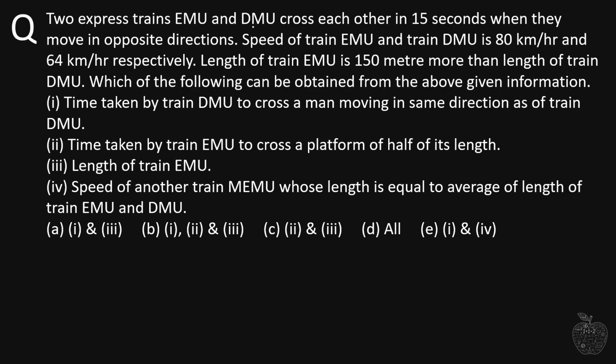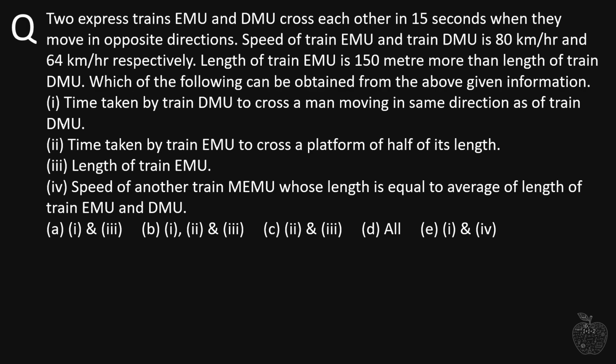Two express trains EMU and DMU cross each other in 15 seconds. When they move in opposite directions, the speed of train EMU and train DMU is 80 km per hour and 60 km per hour respectively. The length of the train EMU is 150 meters more than the length of the train DMU. Which of the following can be obtained from the above given information?